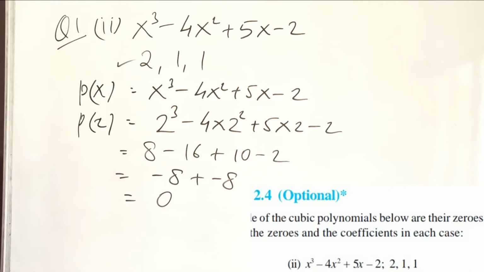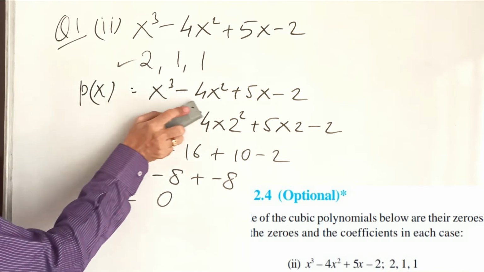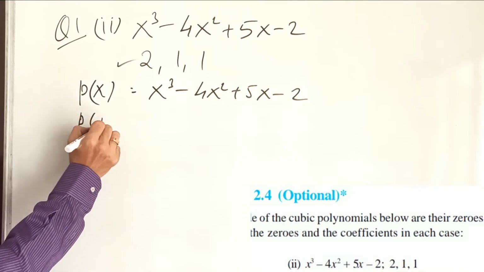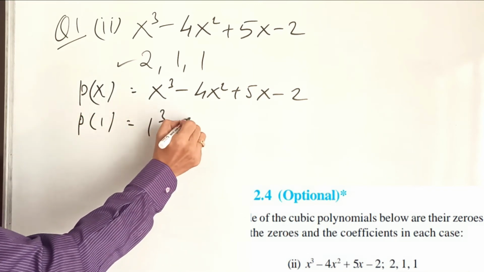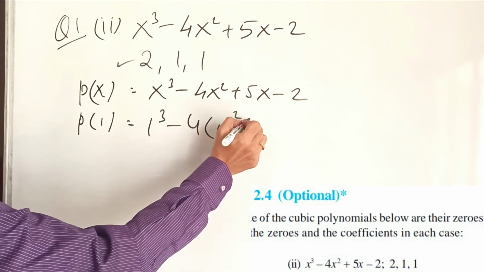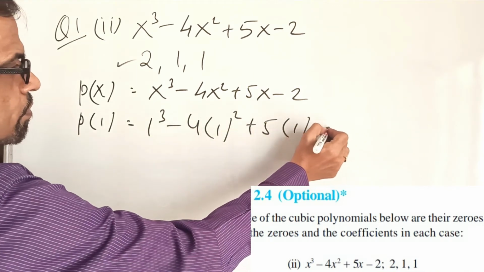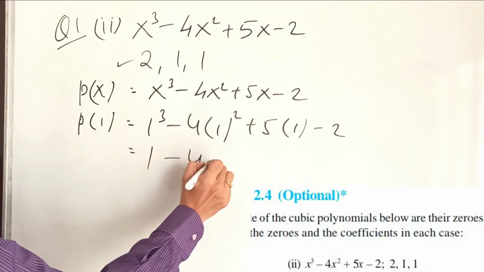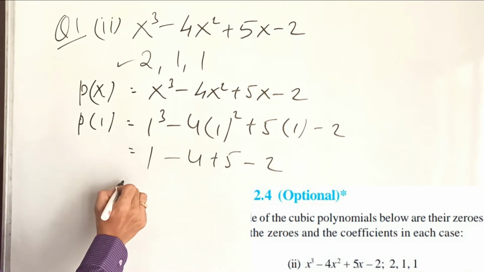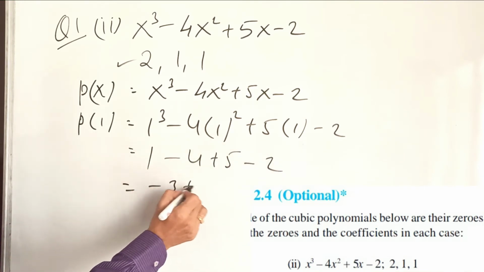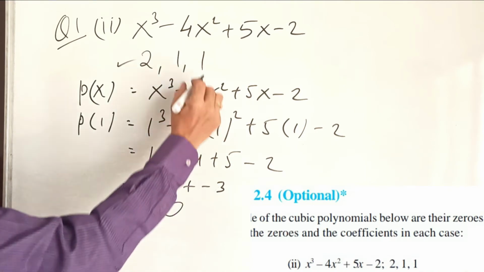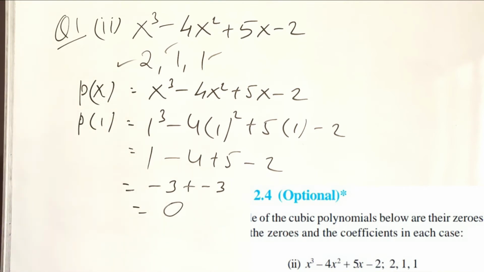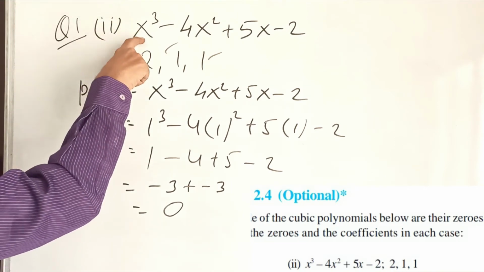Okay, in the similar way let us check the next zero. Next is 1. So p of 1 is equal to 1 cube minus 4 into 1 square plus 5 into 1 minus 2. So it is 1 minus 4 plus 5 minus 2. So it is coming minus 3 plus 3, it is 0. So this is also verified. These are the same zeros. So 1 is also verified. So all the 3 zeros verified. These are the zeros of given polynomial.